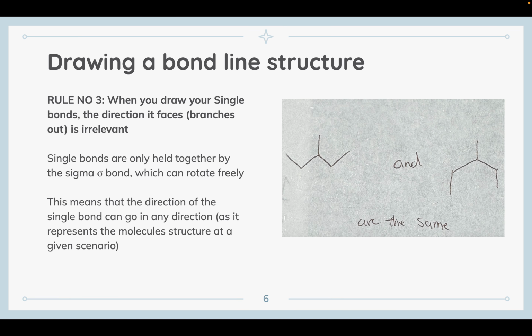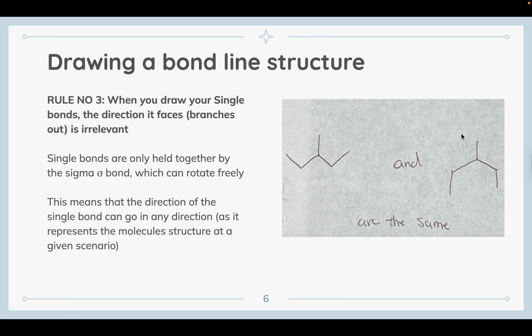The third rule is that when you draw your single bonds, so sp3 hybridized ones, the way it branches out or faces is irrelevant. Now, what does that mean? Let's take a look at the drawing on the right. I have two identical molecules, believe it or not. Let's count the number of atoms. The way I counted them is that we have 1, 2, 3 endpoints, right? And then 1, 2, 3 corners. So a total of 6 carbons.